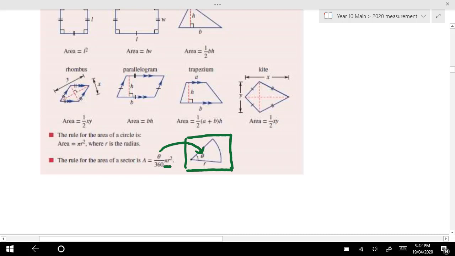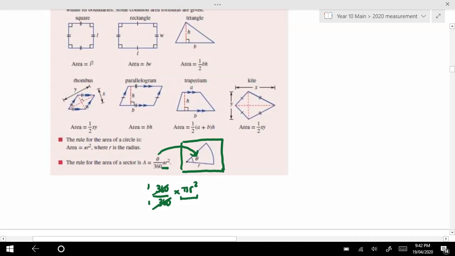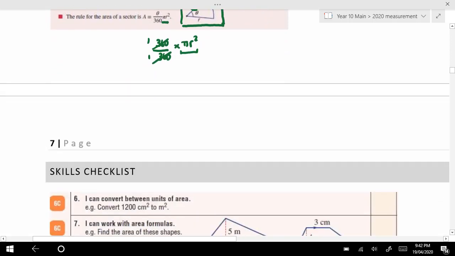If you had a full circle, you wouldn't go ahead and use this, because it would just be 360 divided by 360 times pi r squared, which of course is just the area of a circle, isn't it? That's just going to be 1. Okay, so hopefully nothing's too foreign there. And let's put some of this into practice.